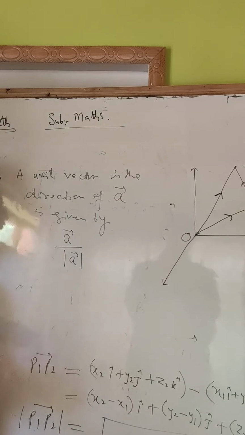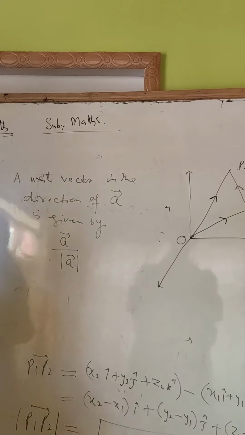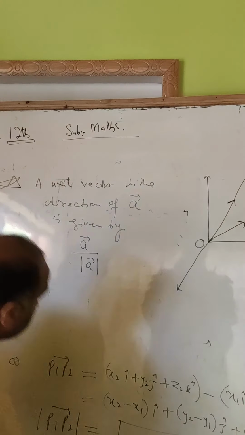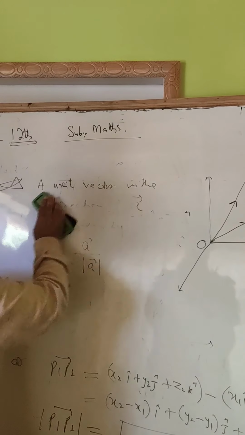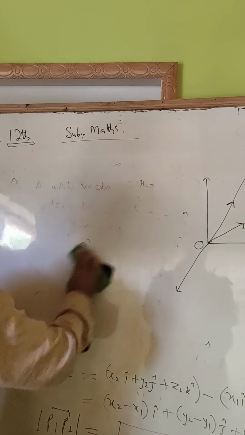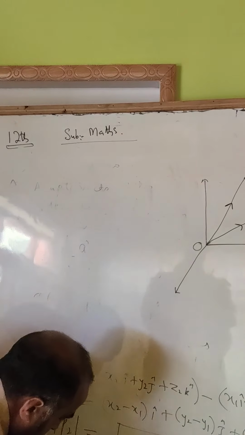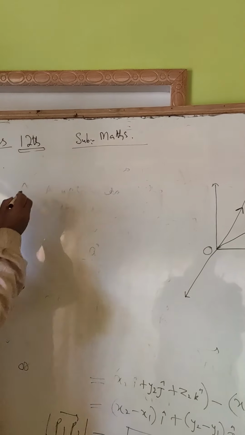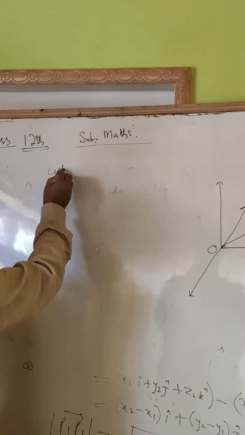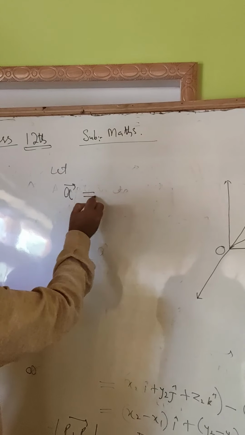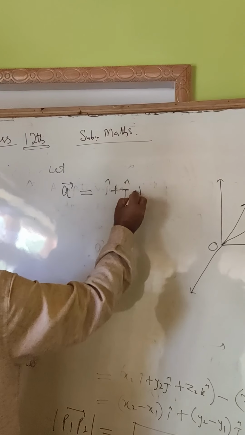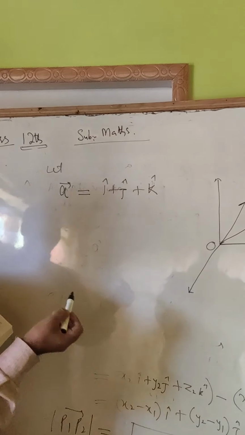Now we will do some questions from the exercise 10.2. Question is, you have to find the magnitude of the following vectors. Here is a vector, let a vector is equal to i vector plus j vector plus k vector. You have to find its magnitude.